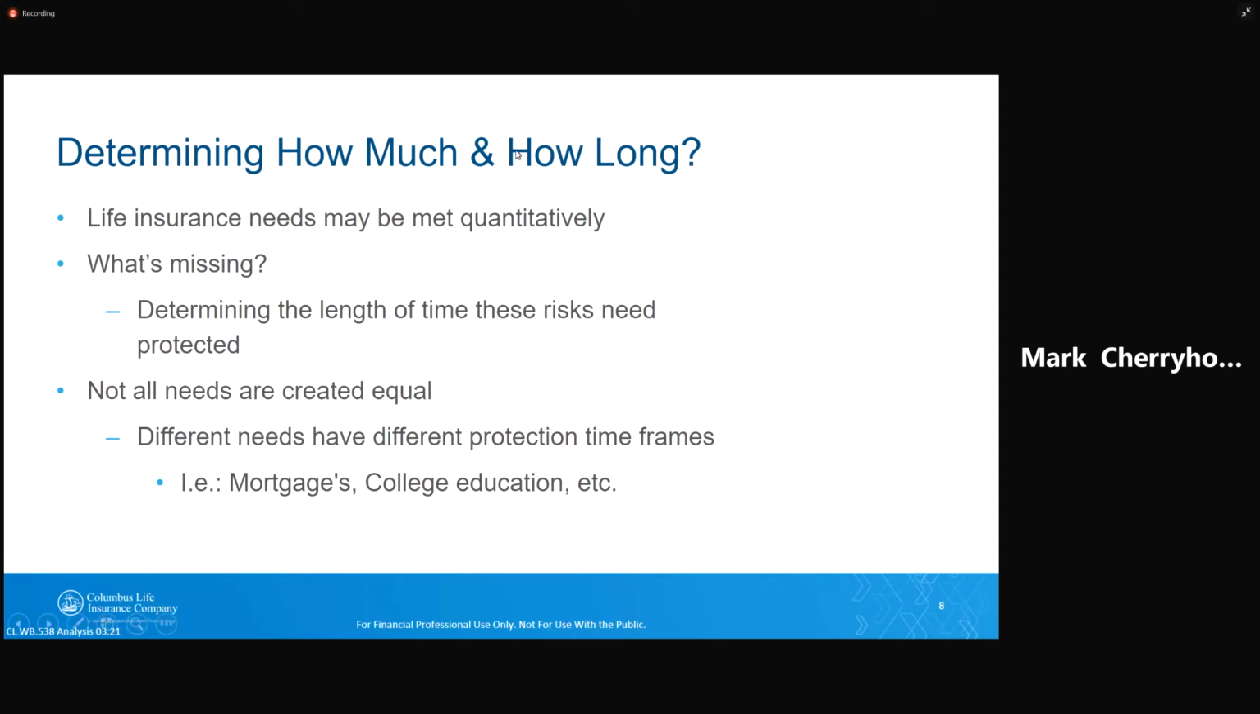There could be a missing ingredient to both of these needs analysis approaches, though, and that's the conversation about the length of time that we really need to look at to protect these certain risks. So in other words, not all risks are created equal. Some risks may be temporary in nature, and others may be there for a long time. They may never go away as long as your client's alive. So it's not just about how much insurance is needed, but how long is that need going to be around?